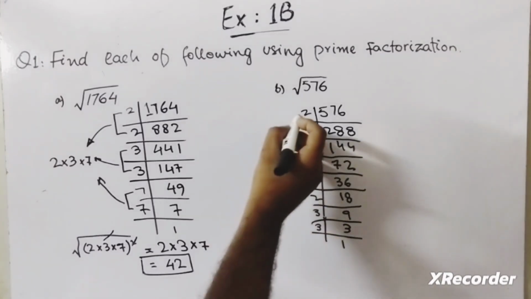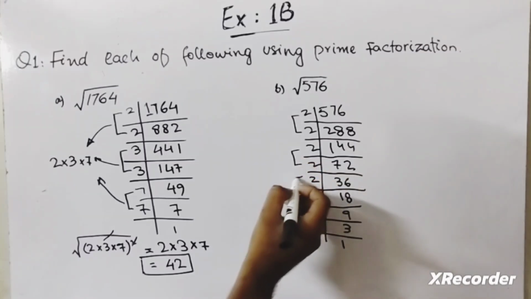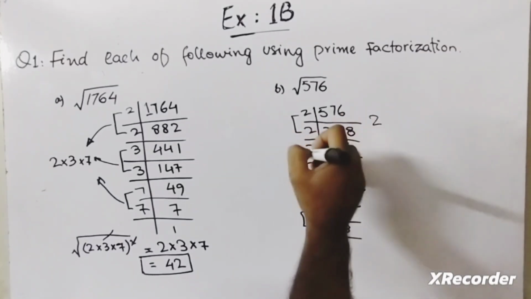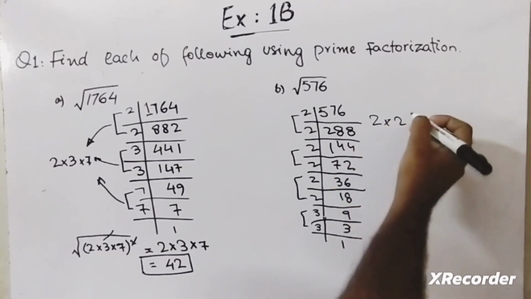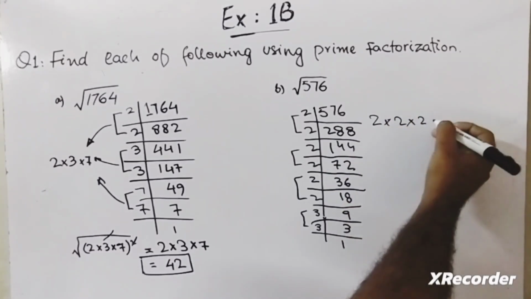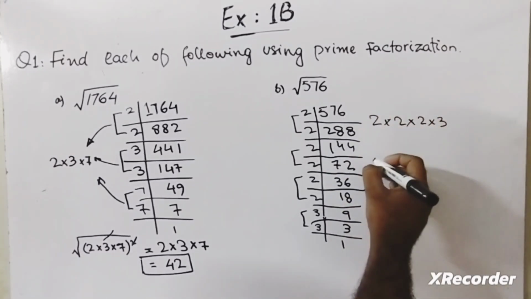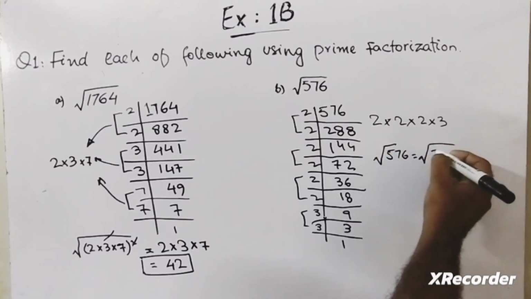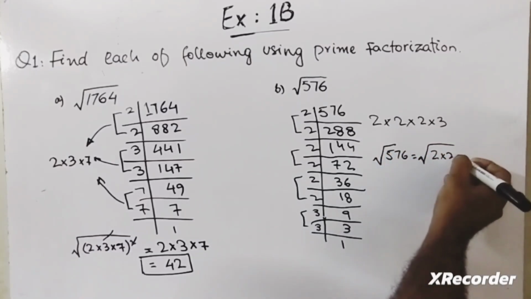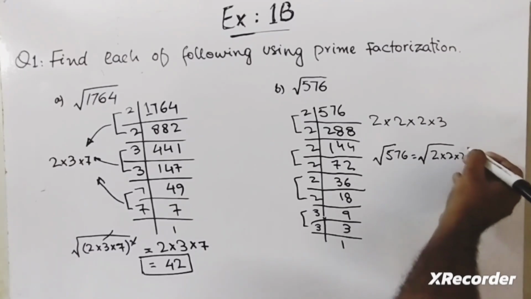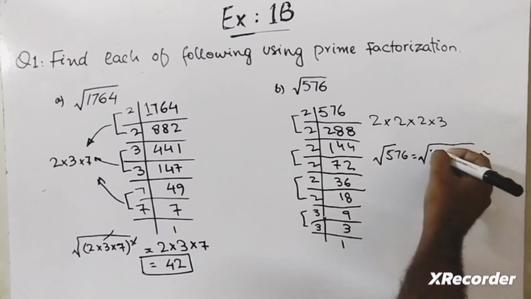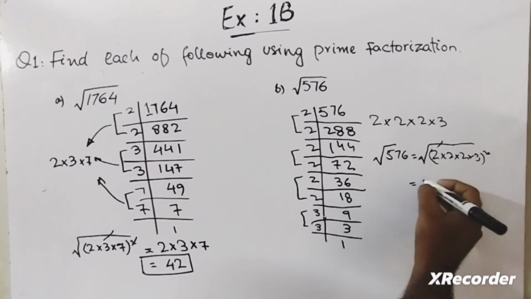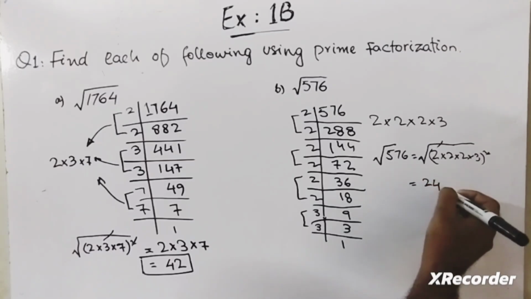So we can again make pairs of this. From this pair we get 2, from this pair we get 2, from the third pair we get 2, and from the fourth pair we get 3. So we can write 576 is equal to square root of 2 times 2 times 2 times 3 square root. So we can cut the square root with the square, we get 24.